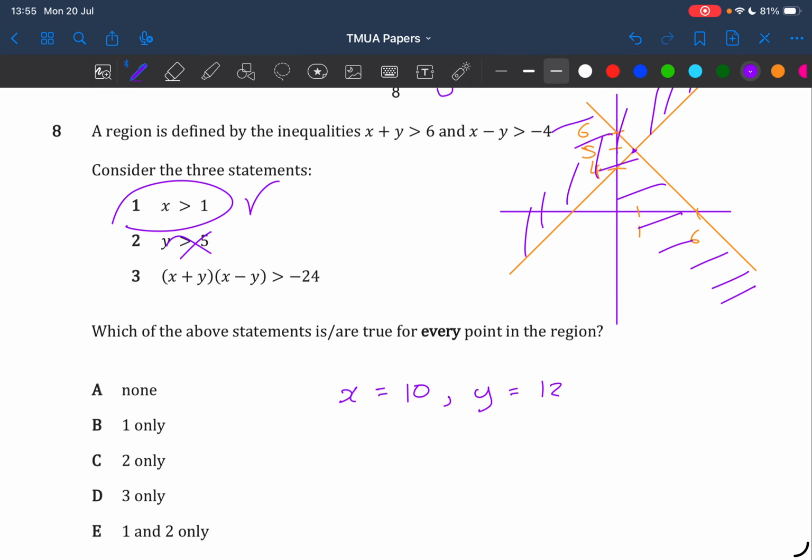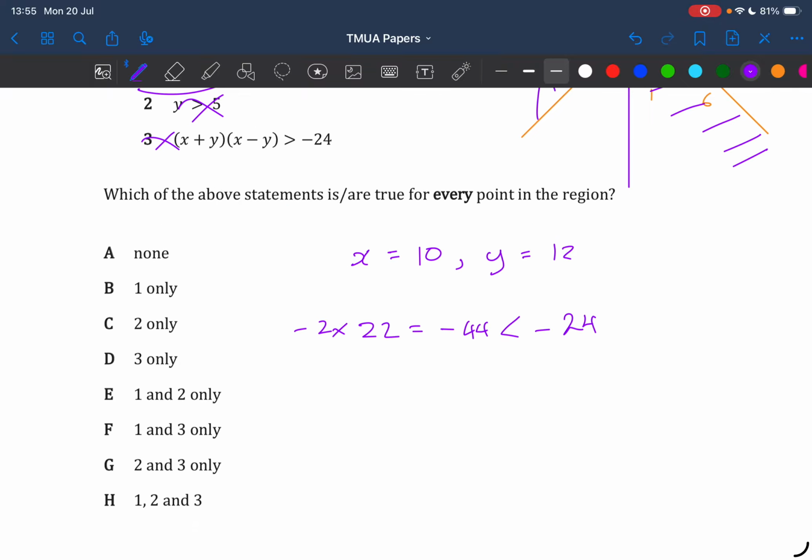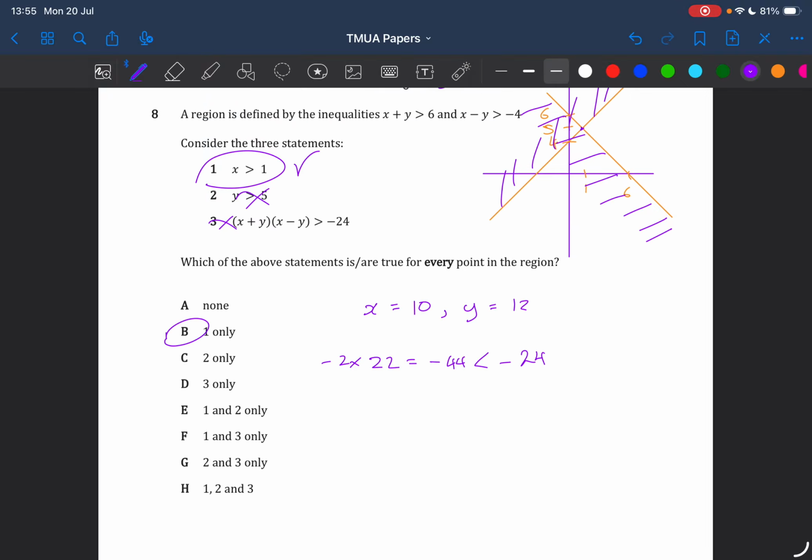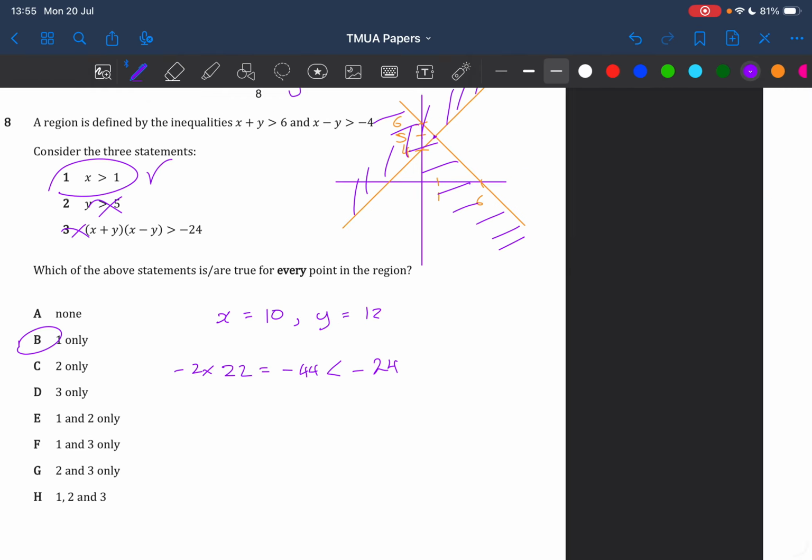So when we times them together, we'll get 22. Take them away, we get minus 2. Times them together, minus 44. And that is clearly less than minus 24. So this one is not true. So the answer is 1 only, which should be B. Is that true? Yes, it is.